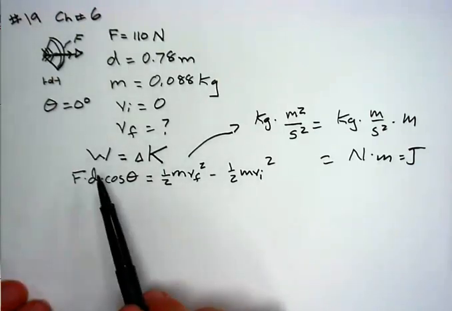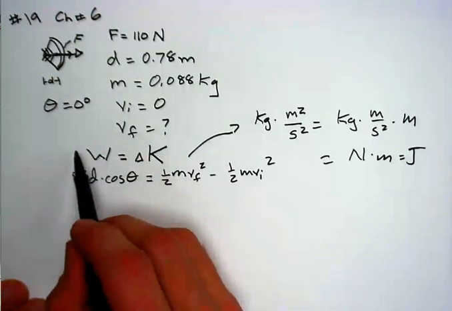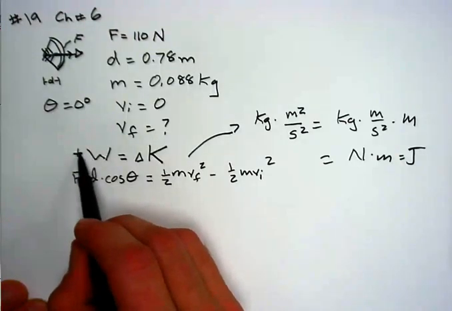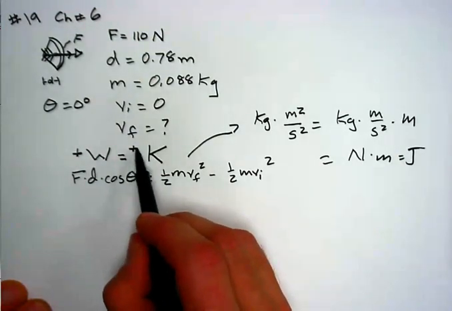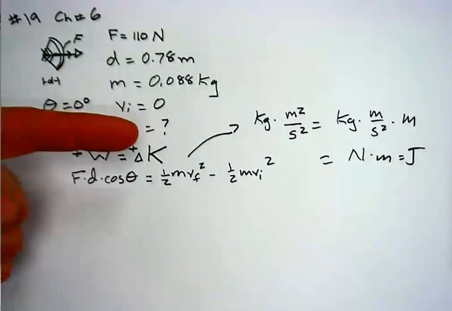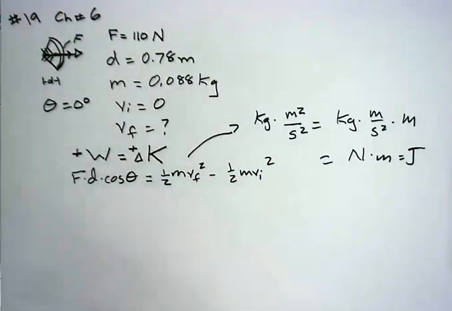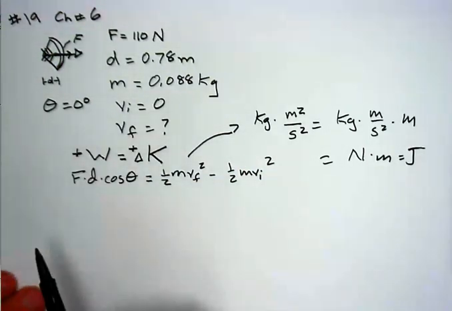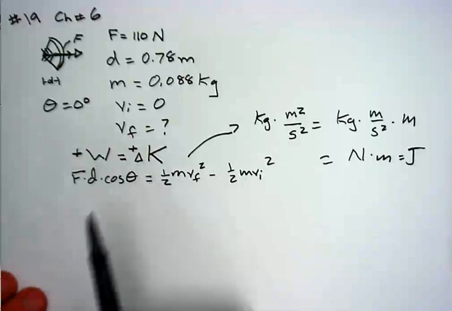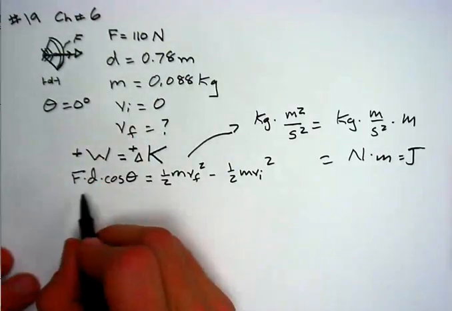Okay, so the total work done on an object is equal to the change in kinetic energy. If the work done is positive, then the object increases in kinetic energy. Kind of makes sense. If an object's moving to the right and you push on it to the right, it's going to go faster. Okay, so work energy theorem: total amount of work done is equal to change in kinetic energy. Let's see how this would apply to this problem.